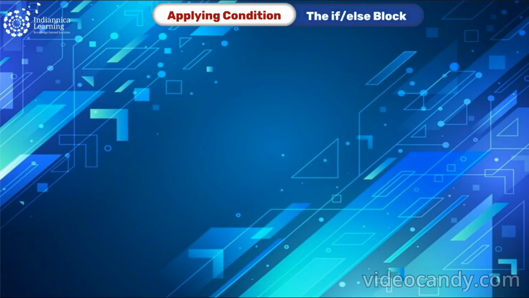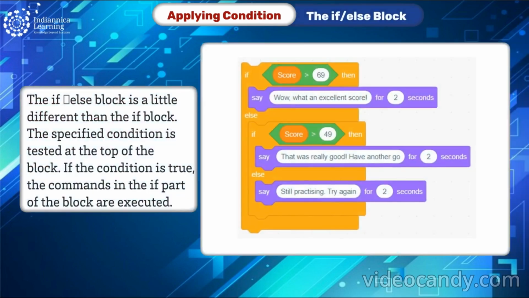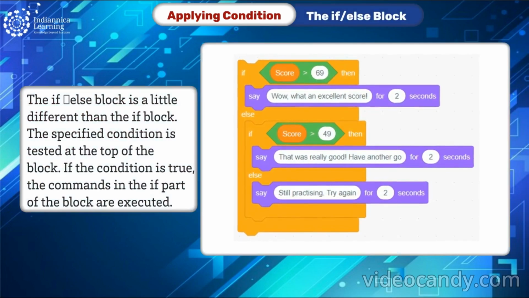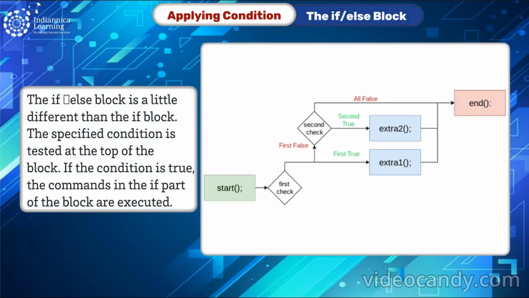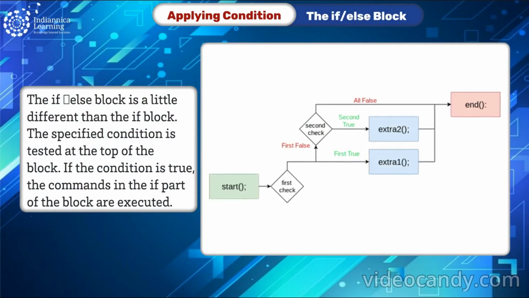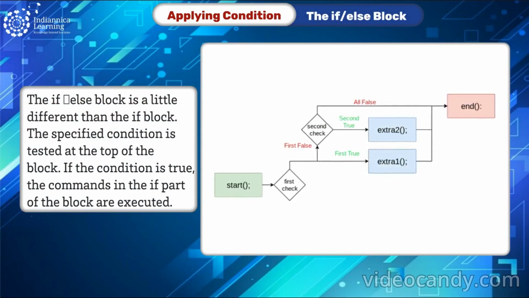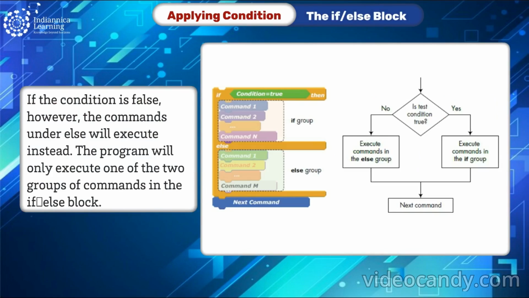The if or else block. The if or else block is a little different than the if block. The specified condition is tested at the top of the block. If the condition is true, the commands in the if part of the block are executed. If the condition is false, however, the commands under else will execute instead. The program will only execute one of the 2 groups of commands in the if or else block.